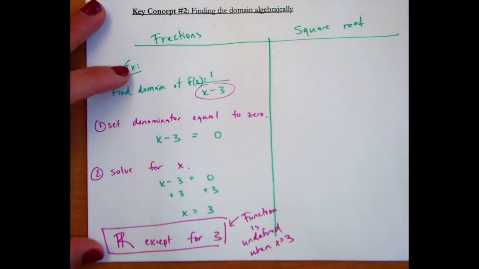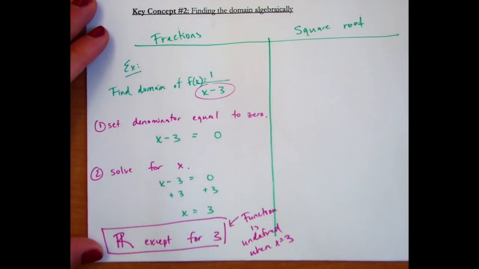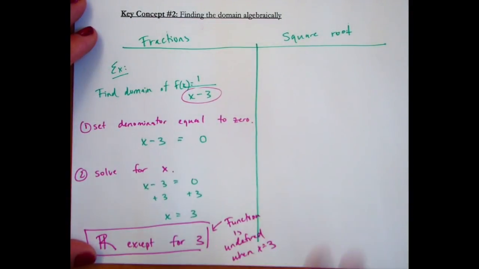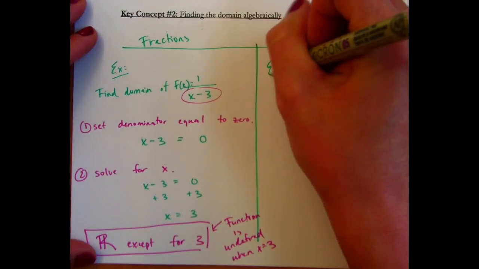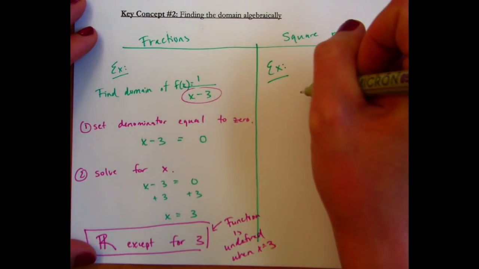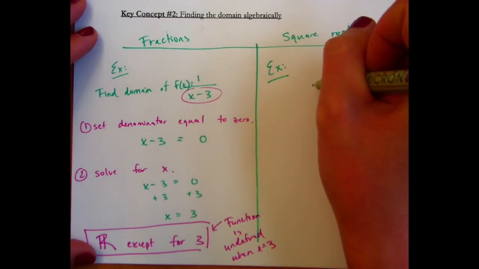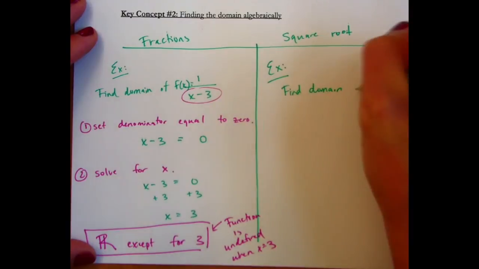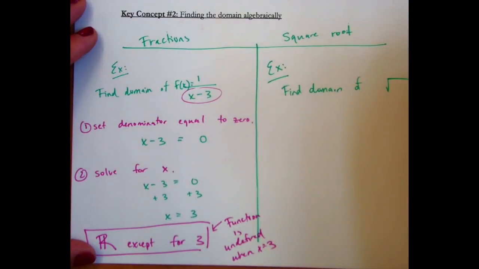Okay, next example, and then I'm going to stop the study guide here and make a part 2 for the last key concept. So this one, you might be asked to find the domain of something like the square root of, let's do x plus 5.